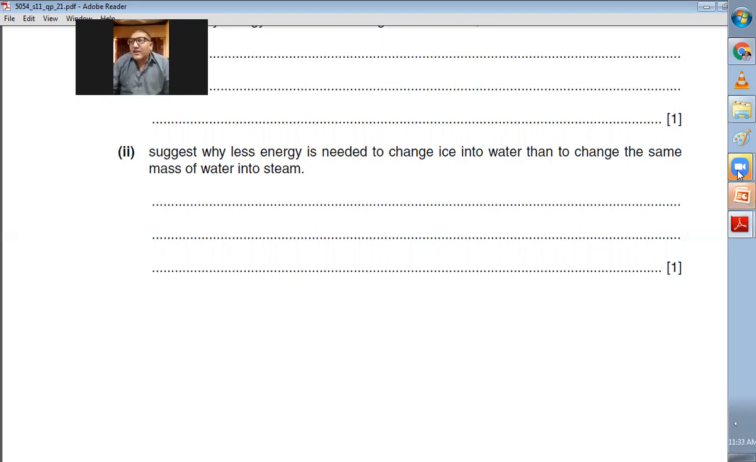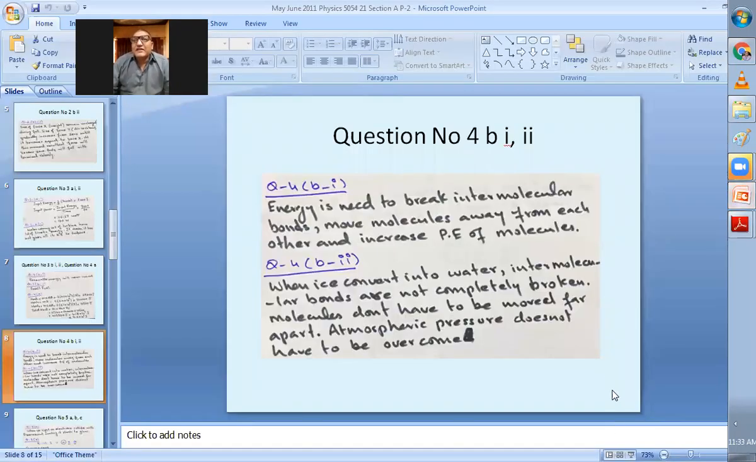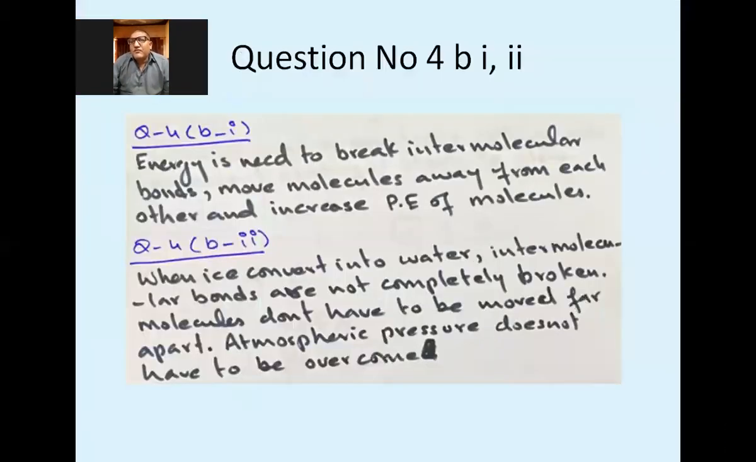Let's check what I wrote, and then we will check the marking scheme. Question number 4B, second part, showing on your screen. When ice converts into water, intermolecular bonds are not completely broken. Molecules do not have to be moved far apart. Atmospheric pressure does not have to be overcome. So that's why less energy is needed. Let's check the marking scheme.